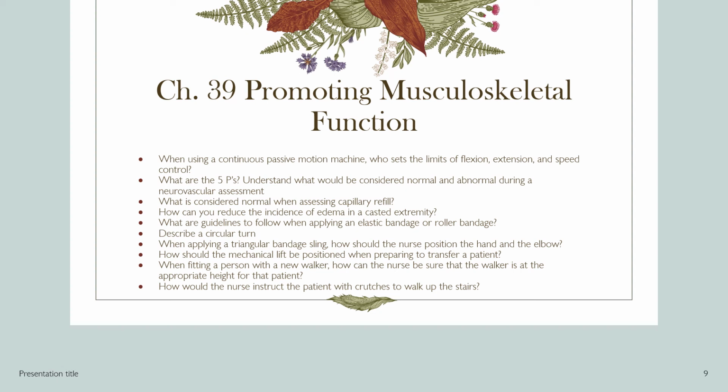We can find this information on page 821, and you can see it in box 39.4, guidelines for applying an elastic or roller bandage. We want to overlap turns of the bandage equally. What are guidelines to follow? Oh, I just did that one. Describe a circular turn. We're also going to be on page 821 for that. Circular turns are used to anchor the bandage and to terminate the wrap.